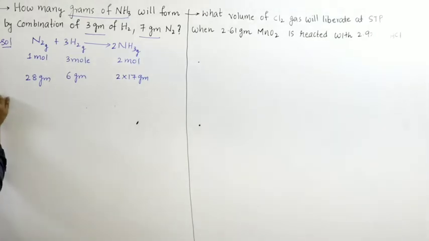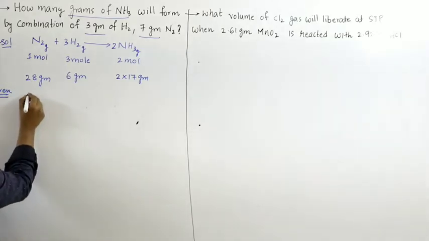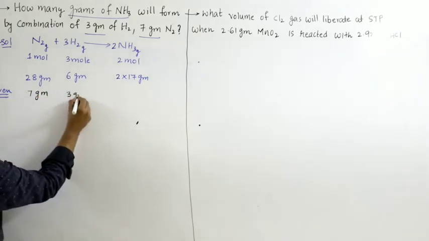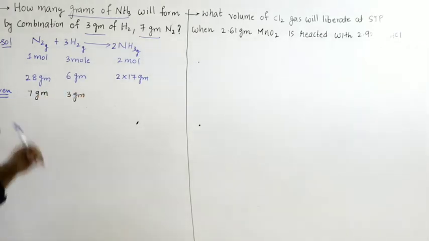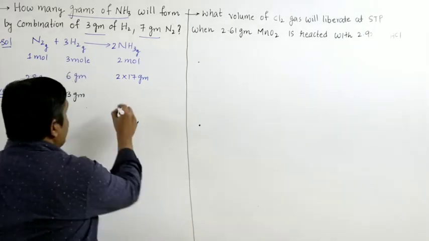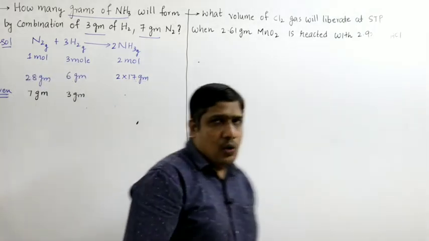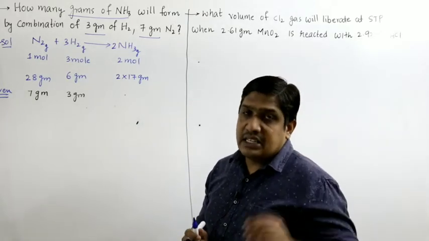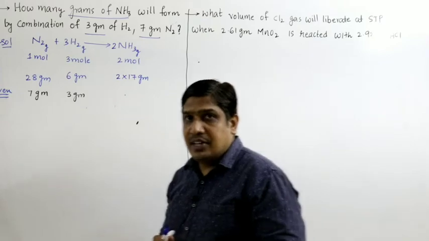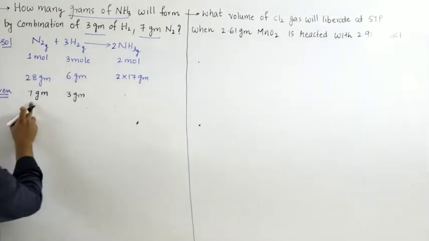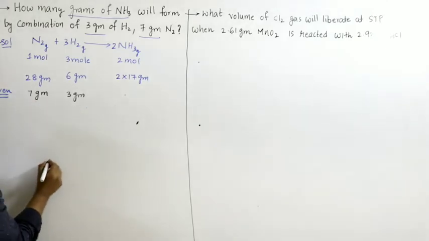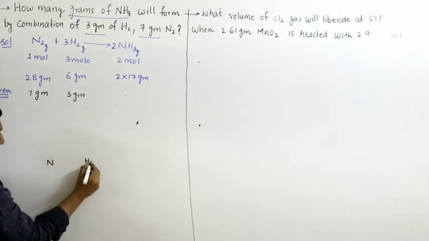Now what is given? We have 7 grams of nitrogen, 3 grams of hydrogen. So how to proceed? You have to find the amount of ammonia. Now which one do we have to consider as the limiting reagent? First identify the limiting reagent, right. So what do I have to do? I have to use this mass ratio because these are masses. So let us write like this, nitrogen, hydrogen.